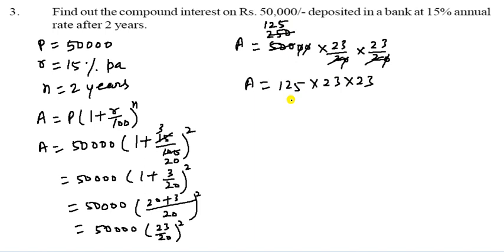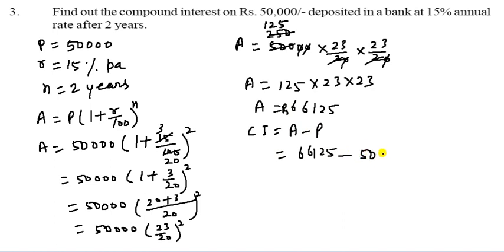So A will be equal to 125 into, so that will be your 66125 rupees. So you have to write rupees. Now find the compound interest CI. CI is equal to A minus P. A is given as 66125 and P is given as 50,000.